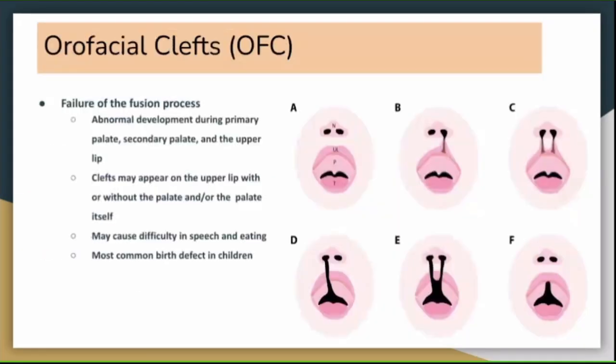We have the orofacial clefts. Due to the failure of the fusion process, the clefts formed are either an upper lip cleft with or without the palate, or the palate itself. This is due to abnormal development during the primary palate, secondary palate, and the upper lip. It may cause difficulties in speech and eating, and it is the most common birth defect in children.